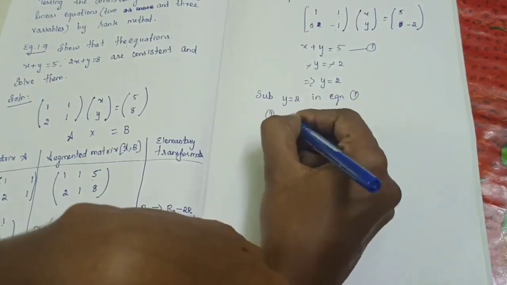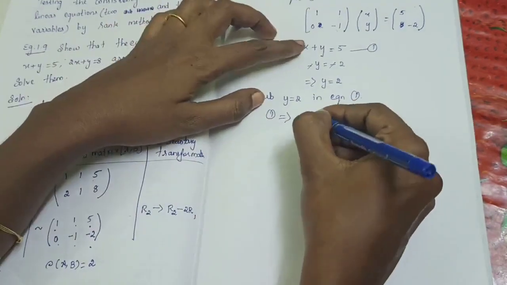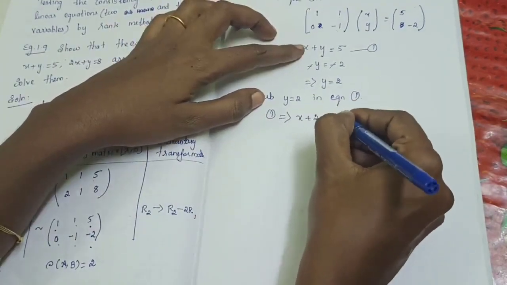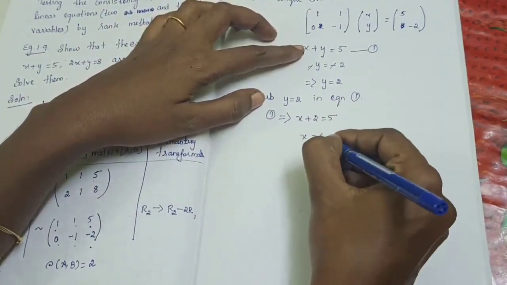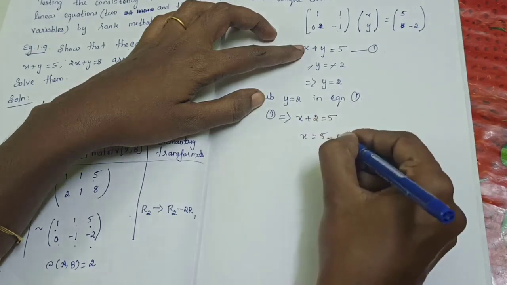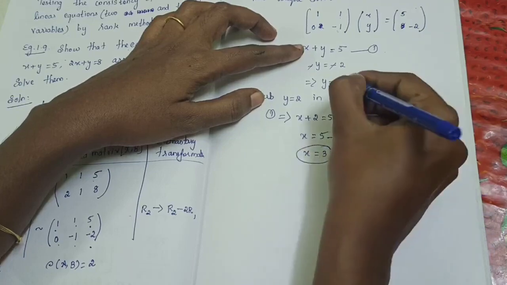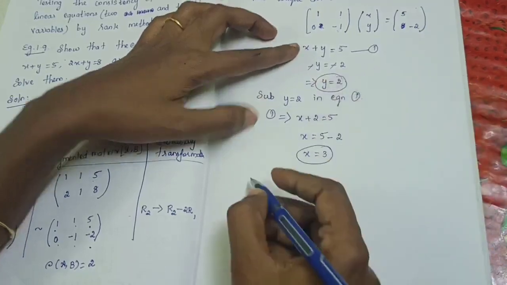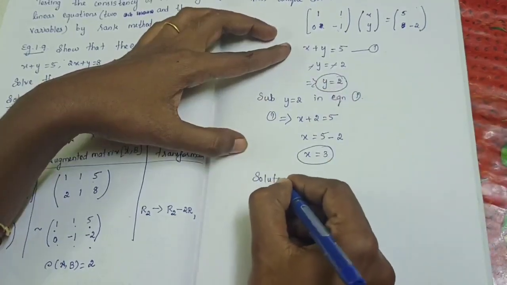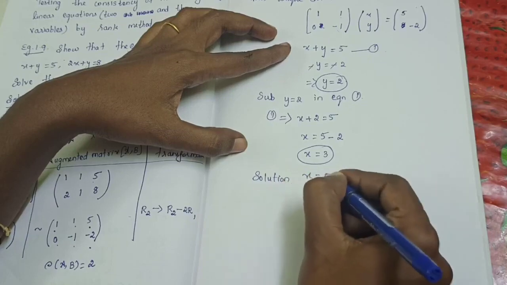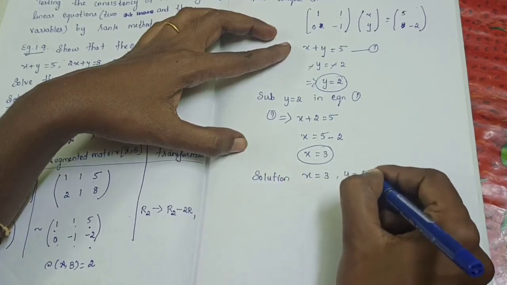Substitute in equation 1, what will happen? X plus 2 is equal to 5. So x is equal to 5, this 2 will come to this side. So 5 minus 2. So what's the x value? X is equal to 3. Y equal to 2. What's the solution then? The solution is x is equal to 3 and y is equal to 2.